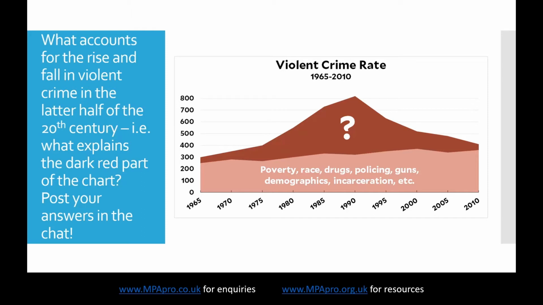In fact, a lot of things that were put forward were in the bottom bit, in the light red area. So people talking about poverty and race, and bearing in mind this is from America in particular, drugs, policing, guns. Actually, all of those factors in the end only really explain the light red bit at the bottom, and something else explained the huge rise. So that figure, whatever it is, crimes per million or whatever, goes from 300 up to 800 and then back down again. And something in particular explained that, and we know that from science.